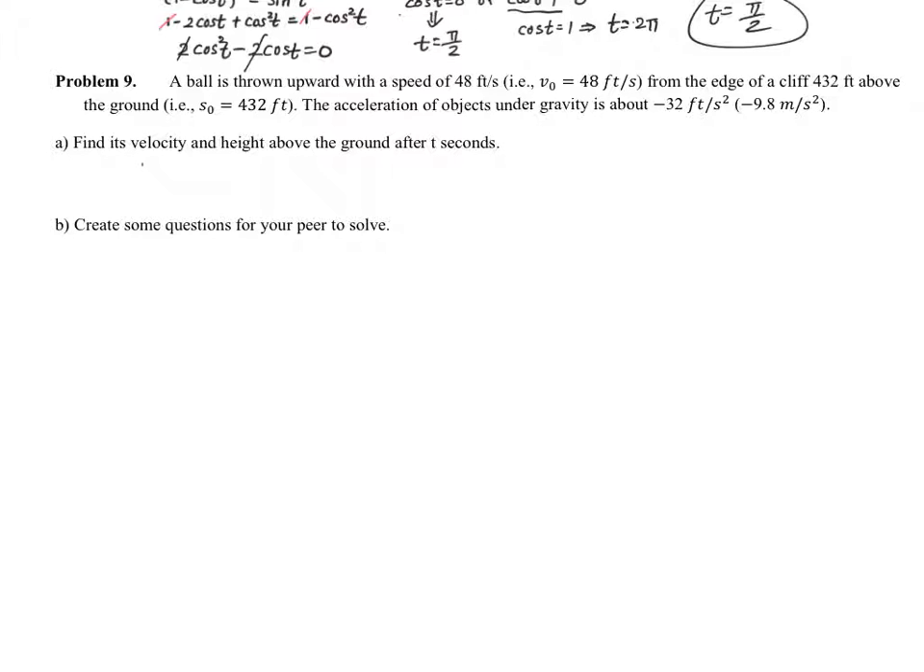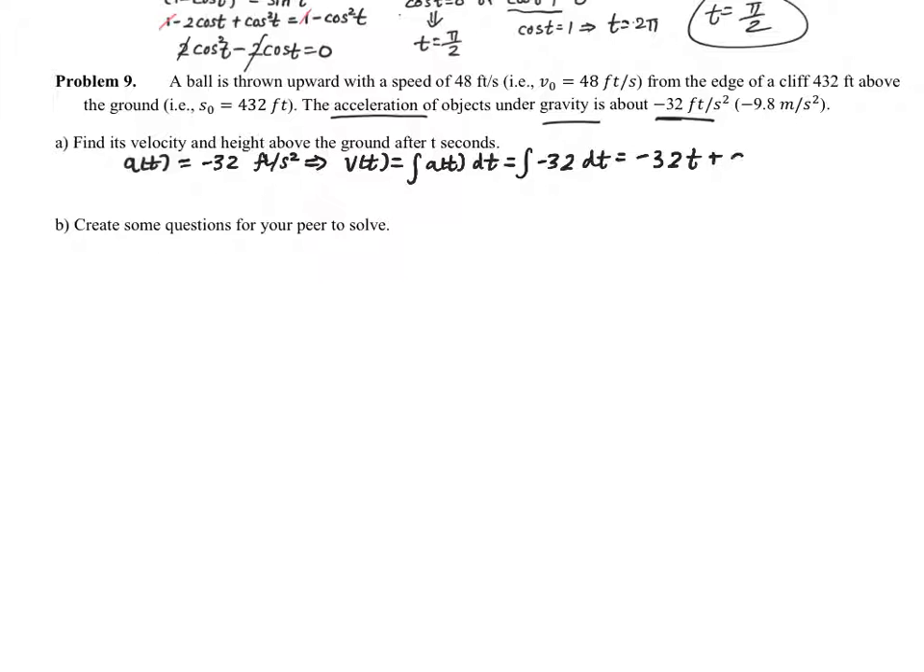Now let's try to solve the problem. First of all, we do know that under gravity the acceleration is this, which means a of t is equal to negative 32 feet per second squared. So v of t, which is the antiderivative of the acceleration, is going to be finding the antiderivative of negative 32, which gives us negative 32 t plus, say, c1.